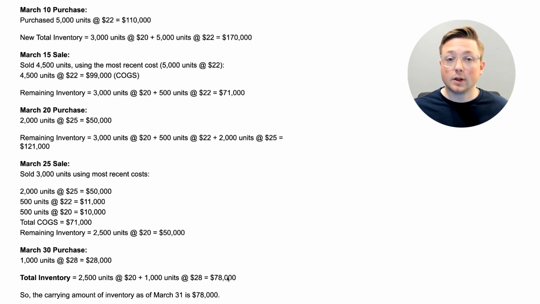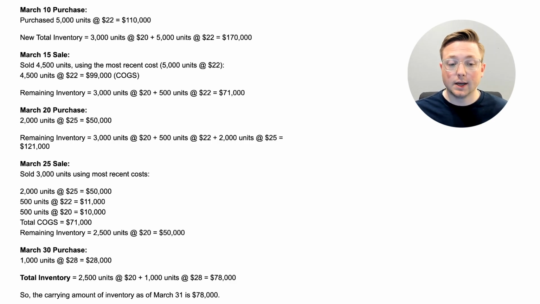So again, perpetual LIFO is basically just using LIFO, but you do it as you go throughout the month. So you're doing it with each purchase and with each sale, especially the sales, of course. With the sales, you are taking into account the most recent thing purchased. So that's LIFO, perpetual LIFO. That's one of the ways you can calculate the carrying amount for inventory.